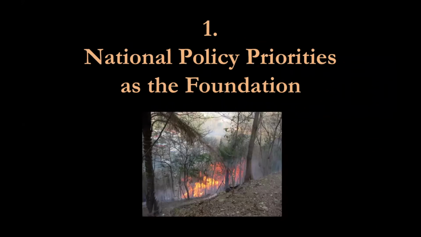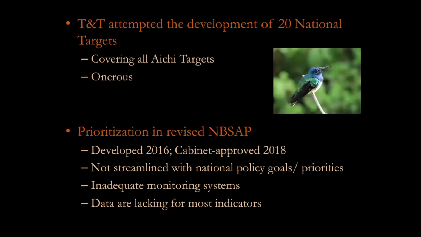One of the most salient lessons we learned is that national policy priorities should really establish the foundation for biodiversity goals and targets, and that the global framework should be retrofitted to these national policy priorities, not the other way around. Why do I say that?